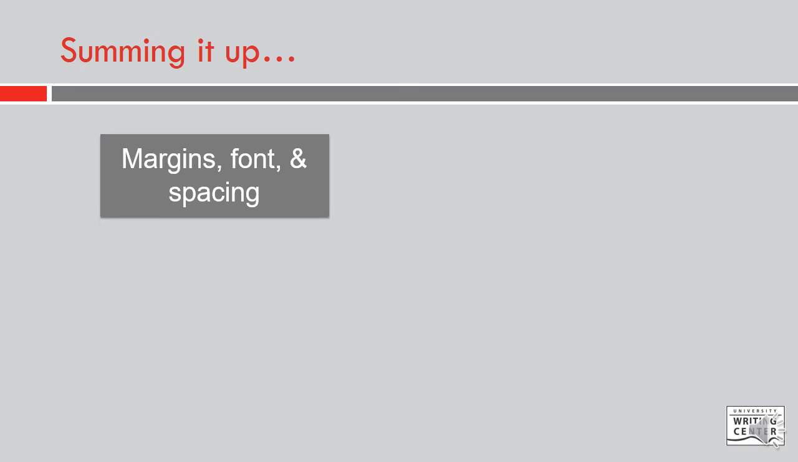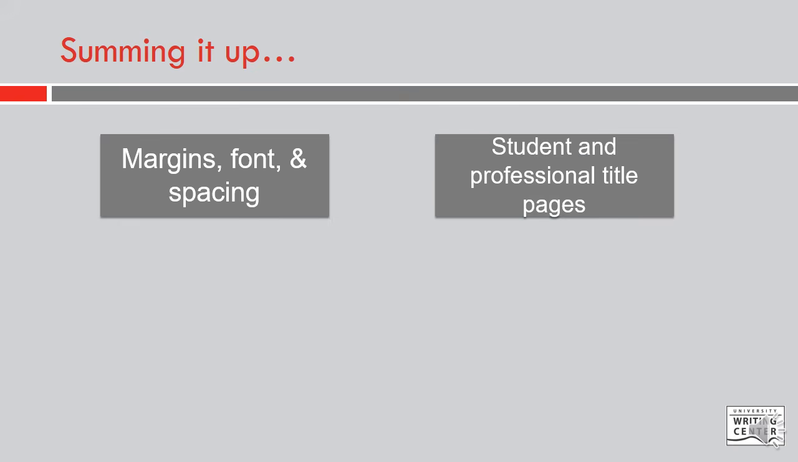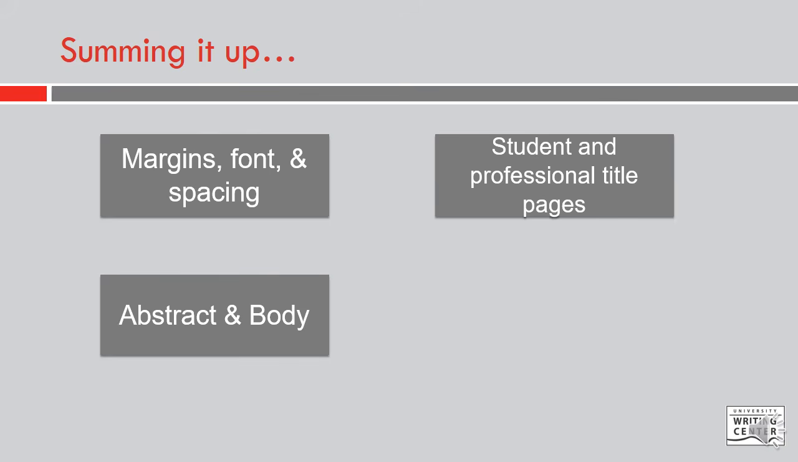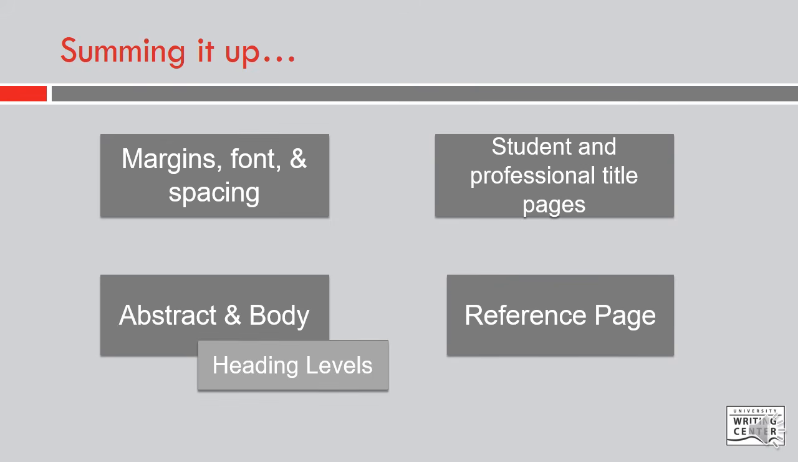Today we discussed 4 areas of formatting for APA-style papers. Formatting basics, which includes margins, font, and spacing. Title pages for both students and professionals. The abstract and body, which includes the heading levels. And the references page, which includes a hanging indent.